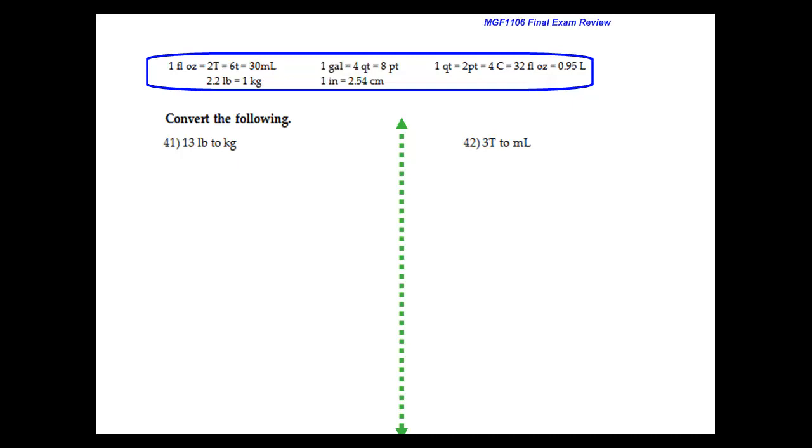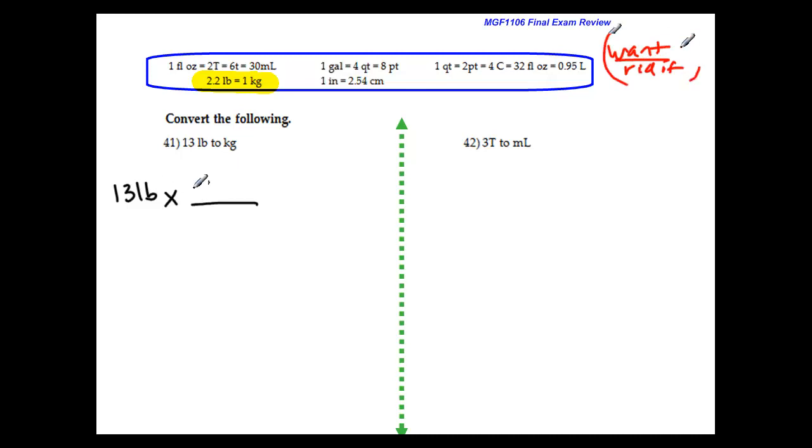So on 41, we're going pounds to kilograms. So we're going to be using 2.2 pounds equals 1 kilogram. We're starting off with 13 pounds. And again, the key is if you're going to be using conversion factor, dimensional analysis, what we want goes on the top, what we want to get rid of goes on the bottom. So it's just a reminder.